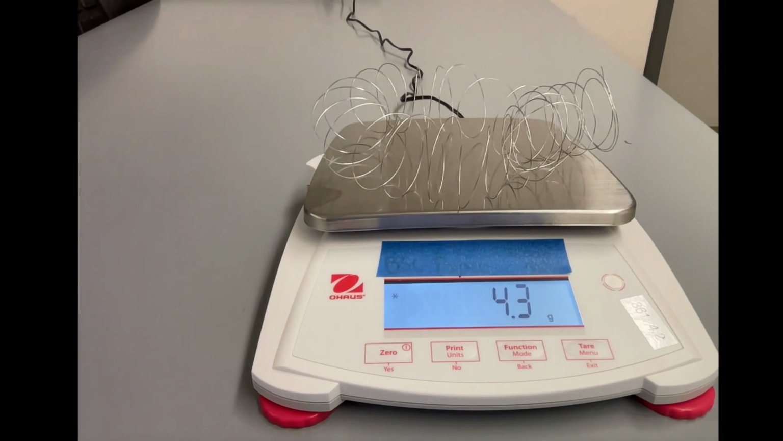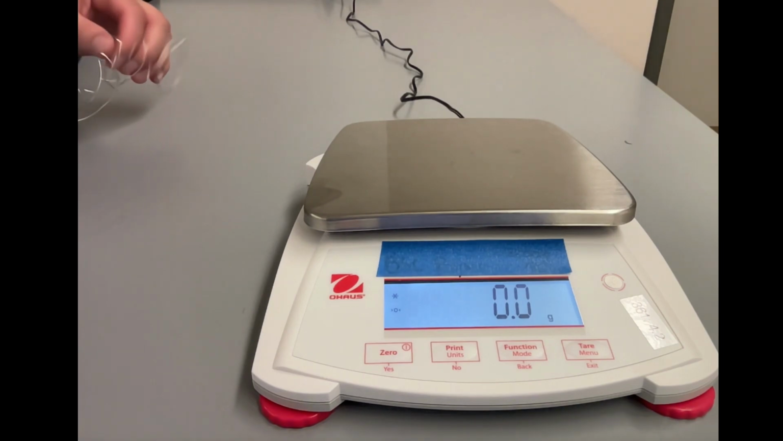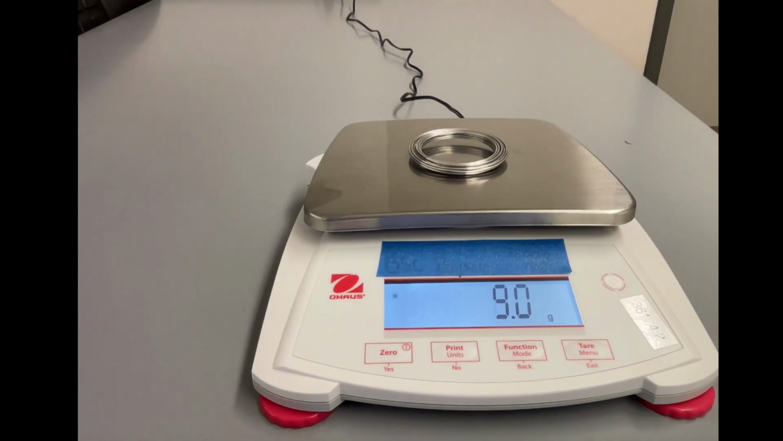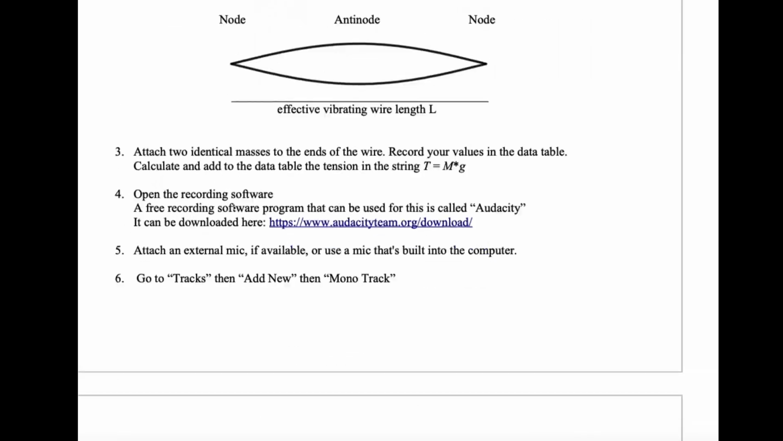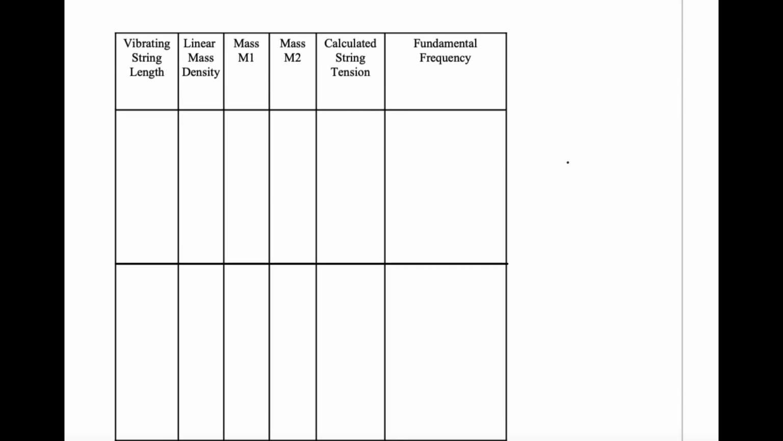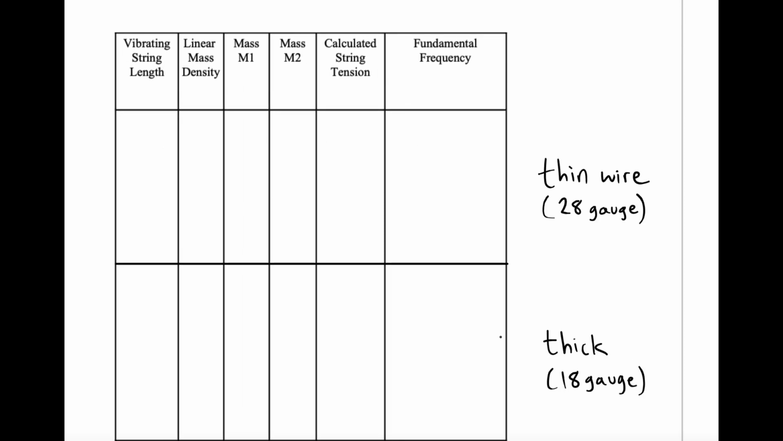The thin wire has a mass of 4.3 grams. The thick wire has a mass of 9.0 grams. Let's write those down in the data table. Now I'll need their lengths.